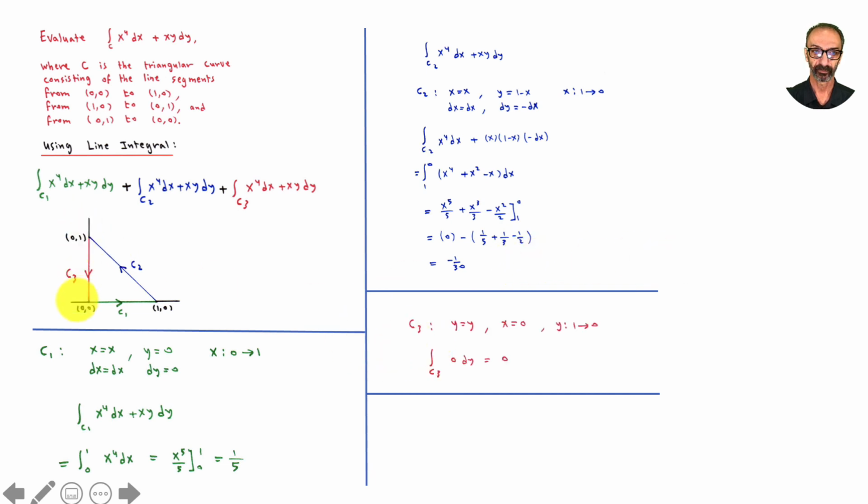C3. y changes from 1 to 0. That's my parameter, dy. y equals y. Keep it as is. x is 0. x cancels. That's going to cancel this. x cancels. The whole thing is 0, so I don't have to worry. The final answer is 0. Now we add them up, and the final answer is 1/6. Using Green's theorem saves you a lot of work, which is not part of this section, but I will leave the link below. And that should do it.